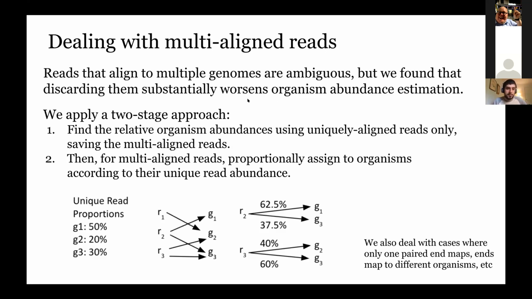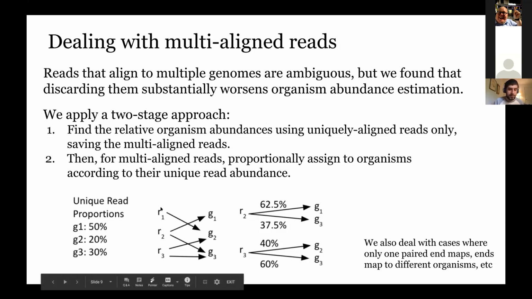So to deal with this, we applied a two-stage approach. It's pretty simple. Basically, we first calculate the relative organism abundances using only the uniquely aligned reads, and we save the multi-aligned reads and which genomes they map to. And then after we've calculated the unique read organism abundances, then for the multi-aligned reads, we proportionally assign them to organisms according to their unique read abundance.